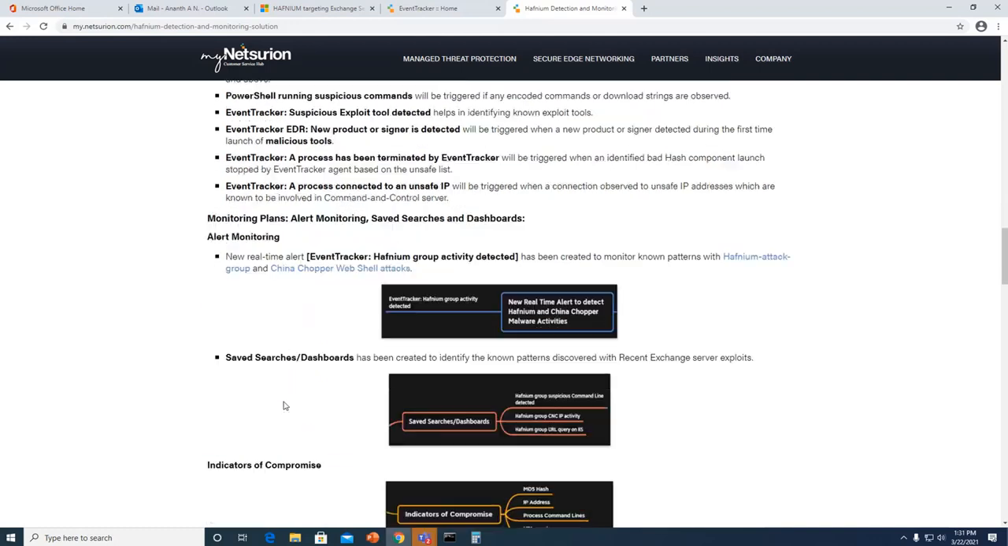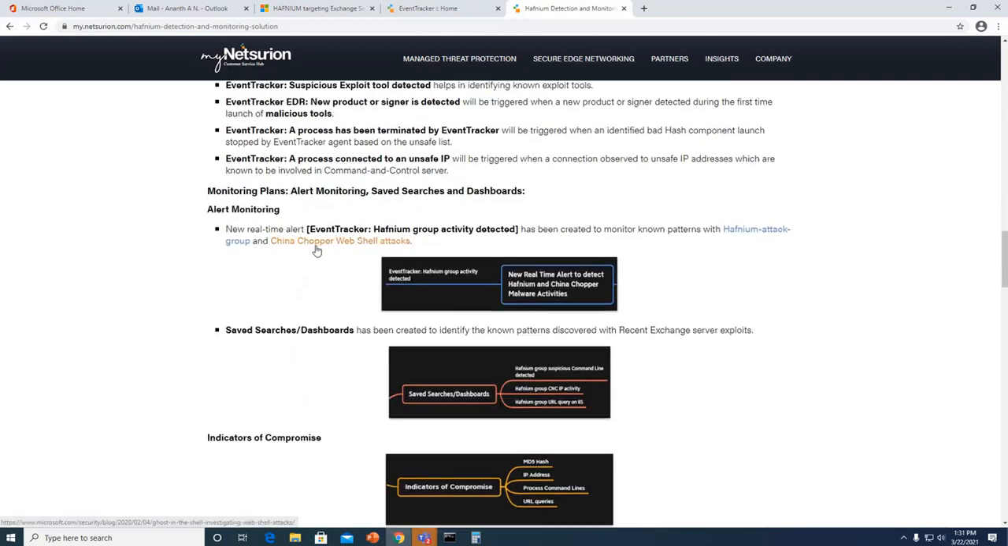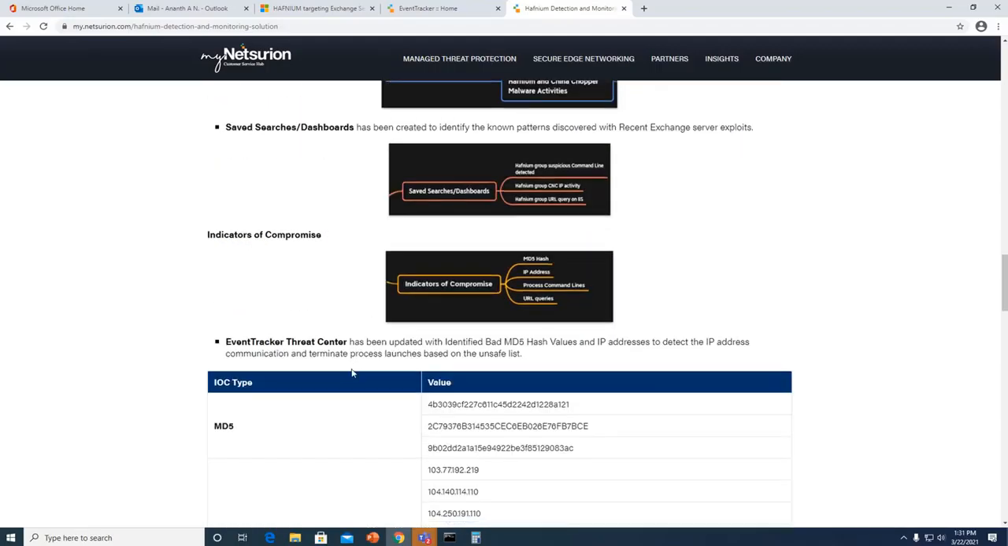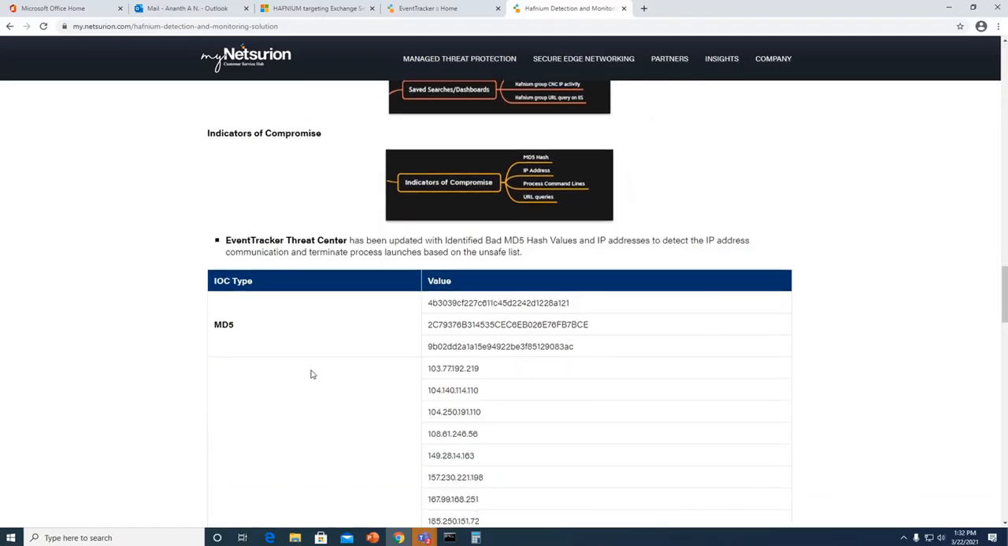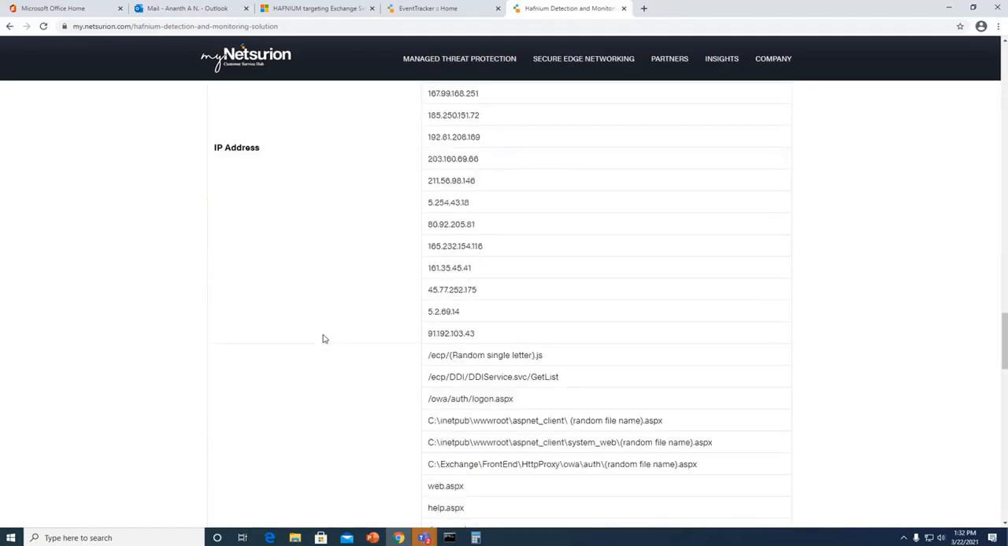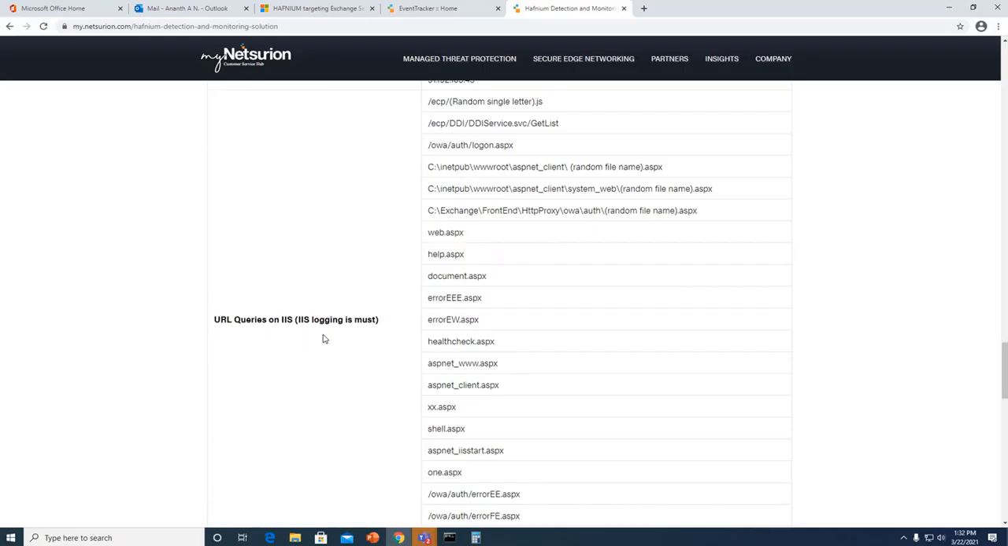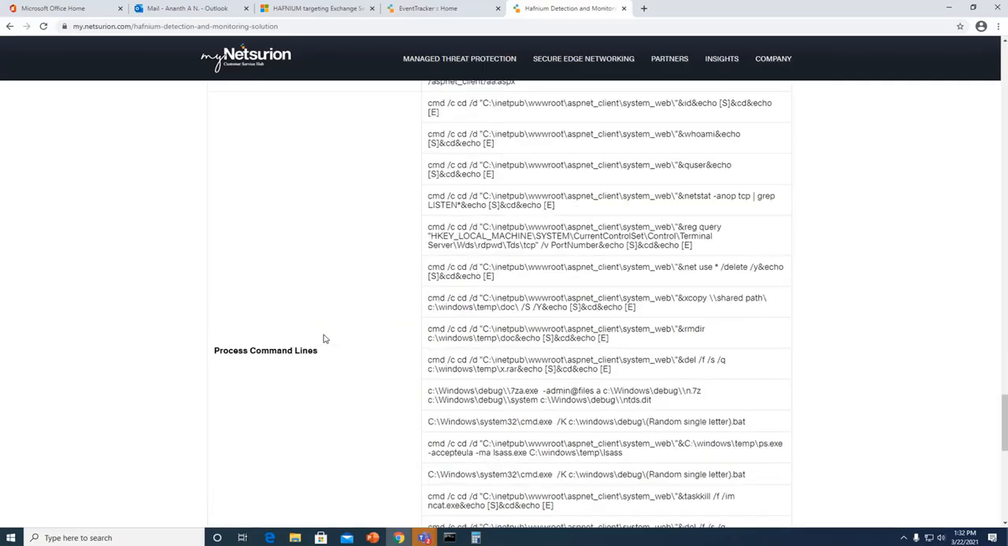Alerts were possible. We have now added specific alerts that look at Hafnium style attacks, China Chopper attacks, which is the web shell that is used or was used by these attackers. We have created some new saved searches and some new dashboards. And we have updated our threat intelligence center with indicators of compromise released by CISA. These include MD5 hashes, IP addresses, URL queries, and various command lines.